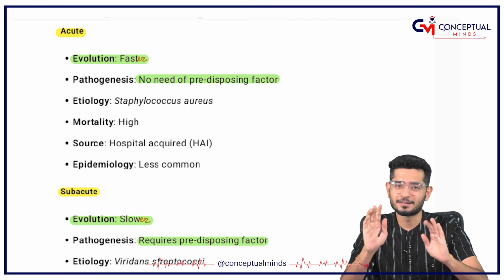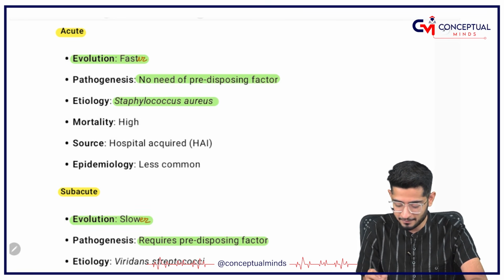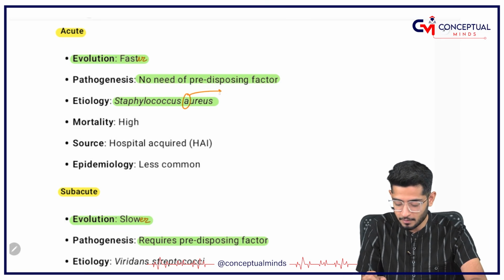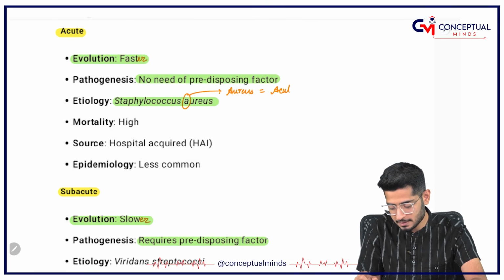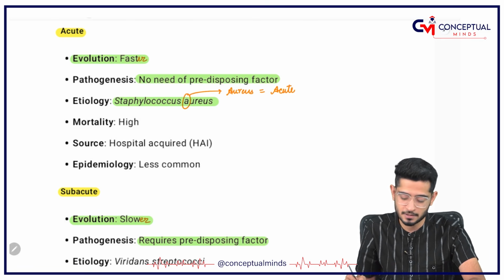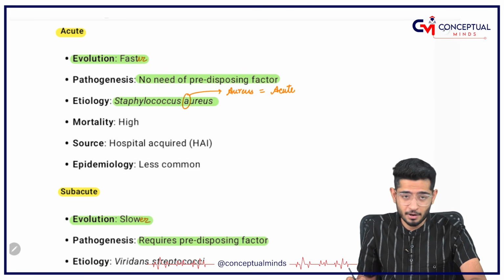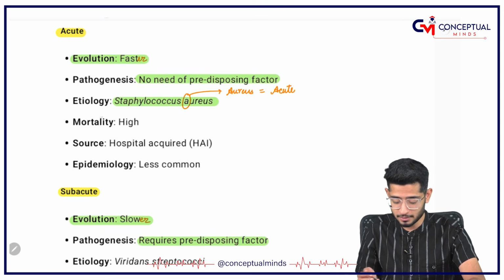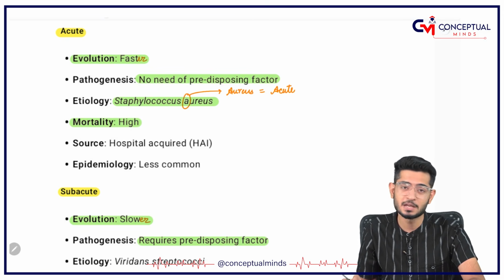For the acute one, the etiology is Staph aureus, A for aureus, A for acute. So Staph aureus is responsible for acute infective endocarditis. Because it is very fast, you don't have enough time to cure this. That's why the mortality is very high.